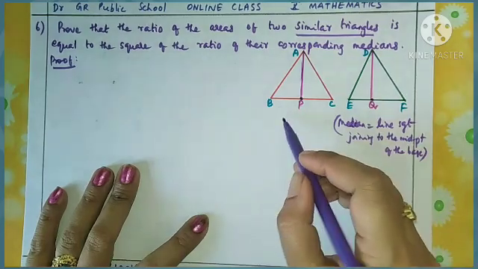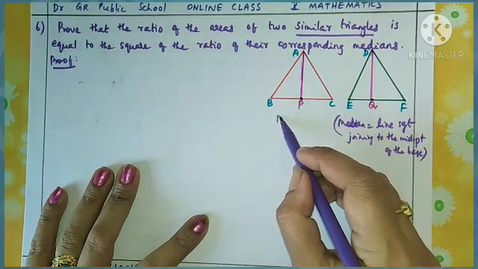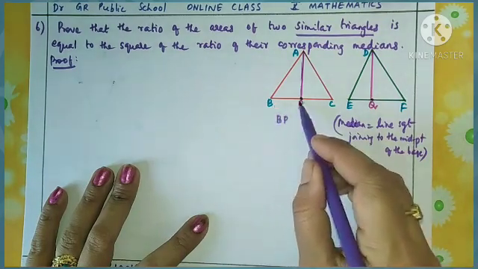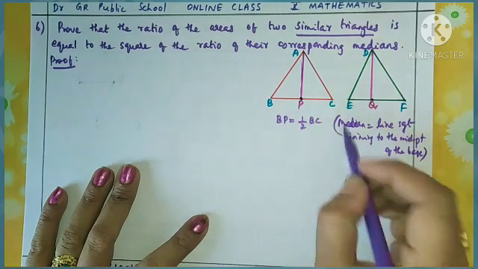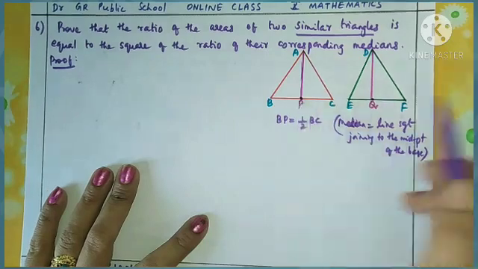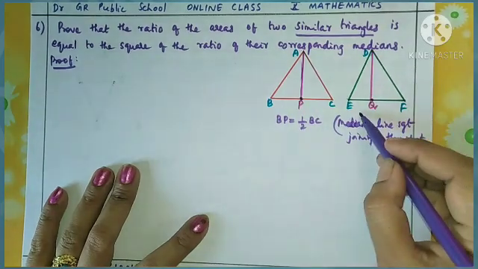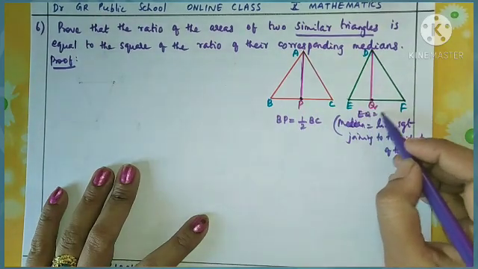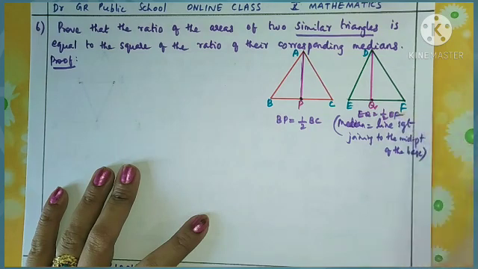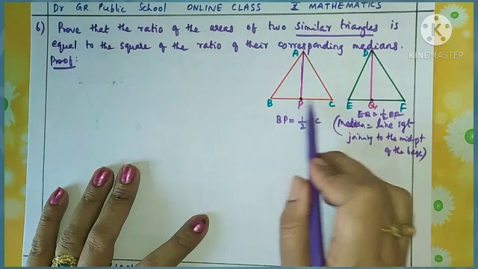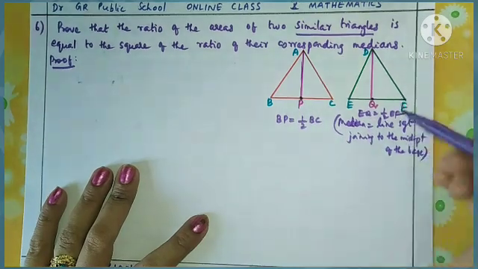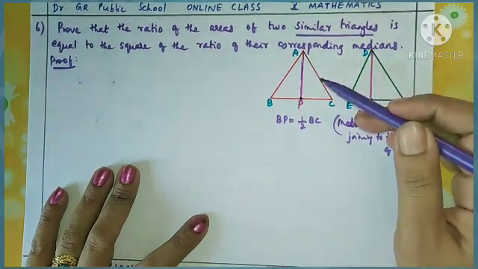So we can write this distance BP is equal to half of BC, because it is the midpoint. Similarly here, I can write EQ equal to half of EF. Understand? So that is the meaning of midpoint. It is divided into two equal halves. Okay, so that is the thing we want to prove here.